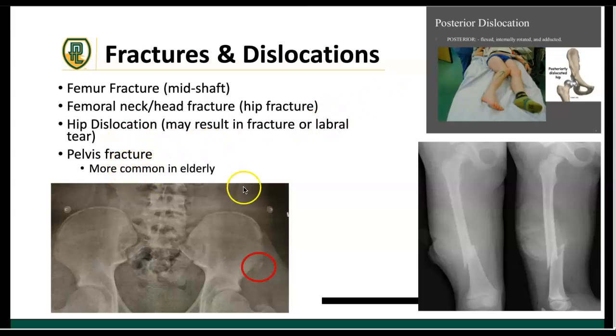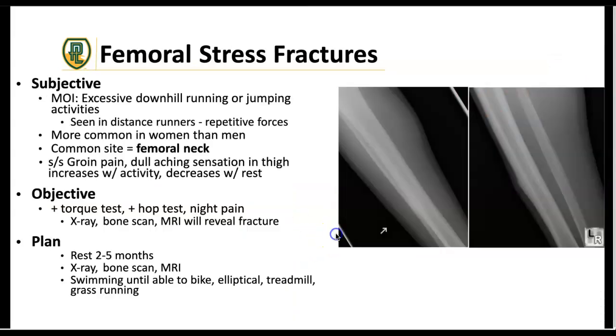And then, of course, you can have a pelvic fracture. So we see that here in this image. Most often we see that in elderly patients as they start to lose their proprioception and their balance, or their sense of where they are. Patients over the age of 55 tend to slip and fall more and will fracture the pelvis. So let's talk femoral stress fractures. You can have two.